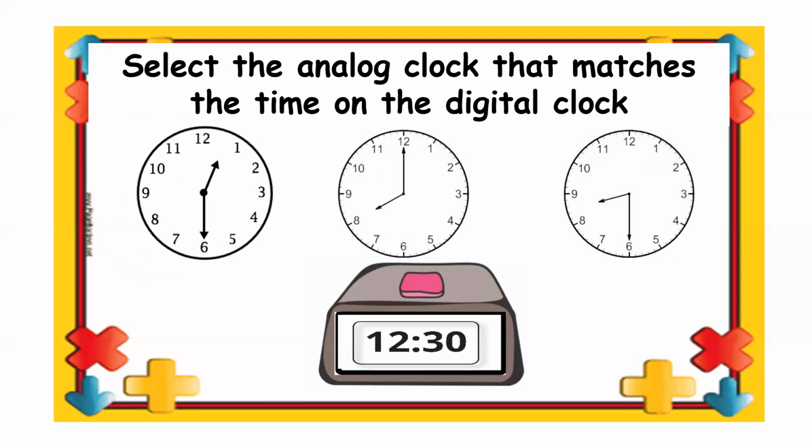How about this one? What is the time on the digital clock? Yes, it is 12:30. Do you see the analog clock that shows 12:30? Is this your answer? Excellent work.